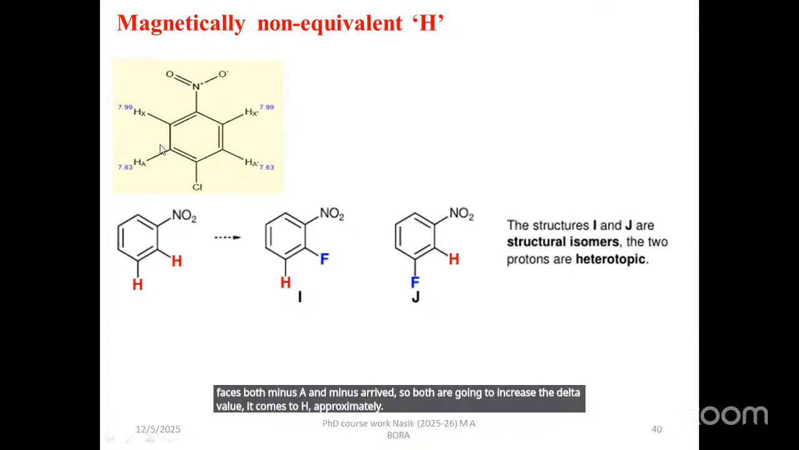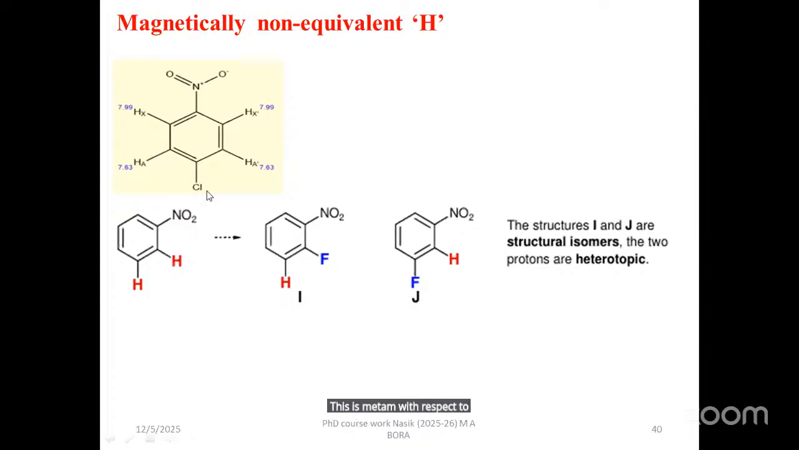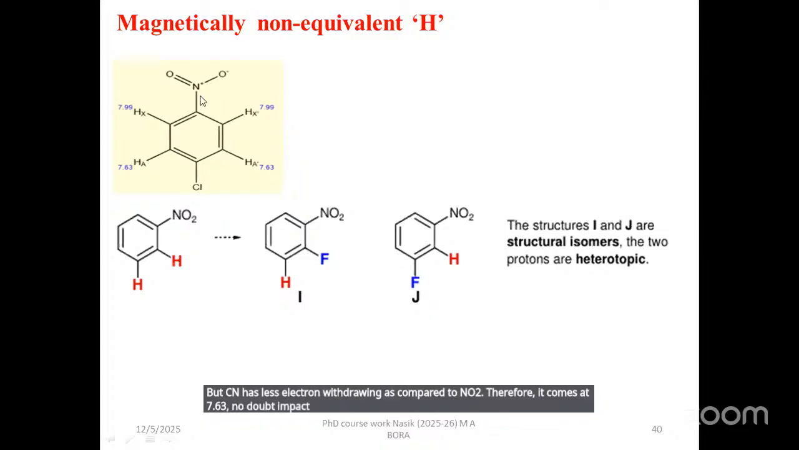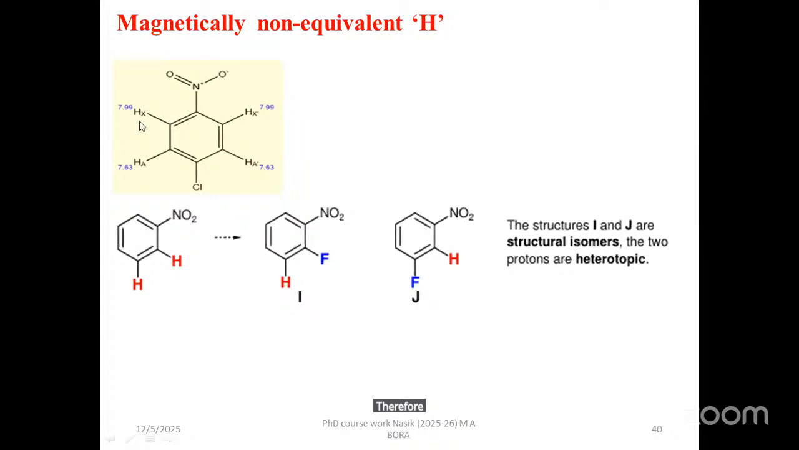Whereas HA is meta with respect to NO2. No doubt it is ortho to Cl, but Cl is less electron withdrawing compared to NO2. Therefore, it comes at 7.63. No doubt Cl has an impact, but NO2 has the maximum impact. Therefore, HX is more de-shielded compared to HA.